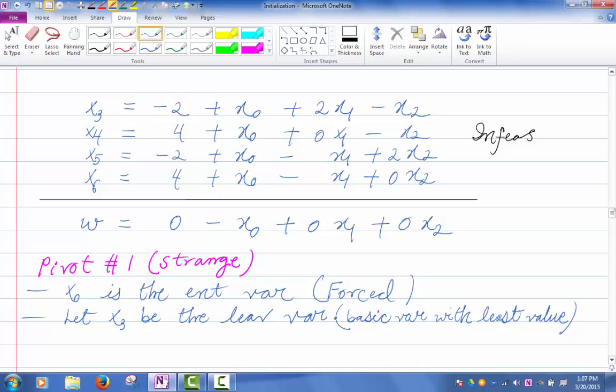And now, remember the optimal value for the auxiliary problem is the minimum value of x0, right? And if the optimal value for the auxiliary problem is 0, then you know that the original problem is feasible, and the final dictionary of the auxiliary problem will give you a feasible dictionary for the original problem.